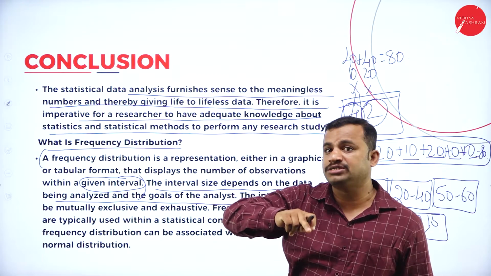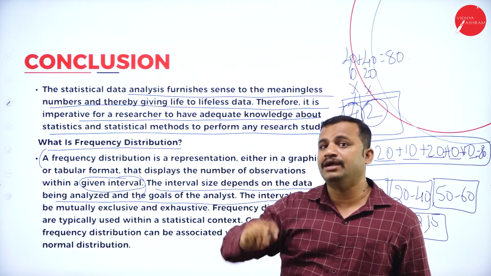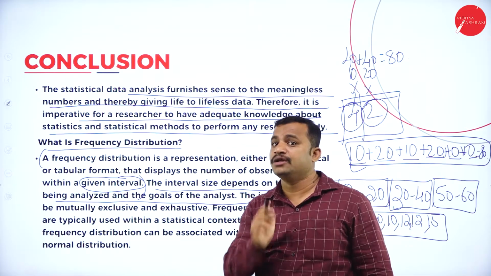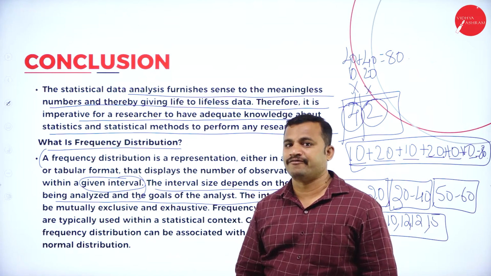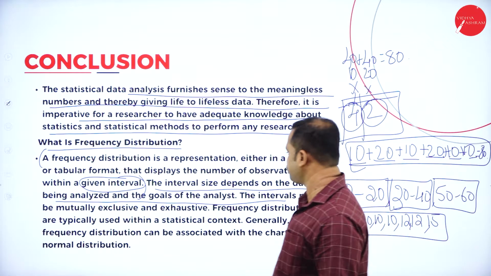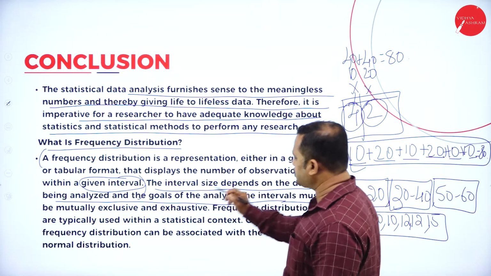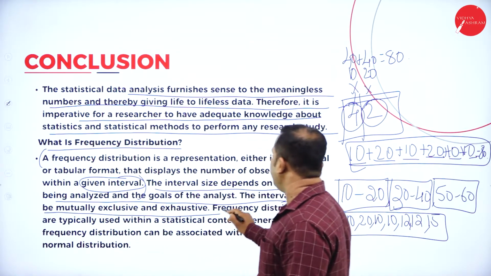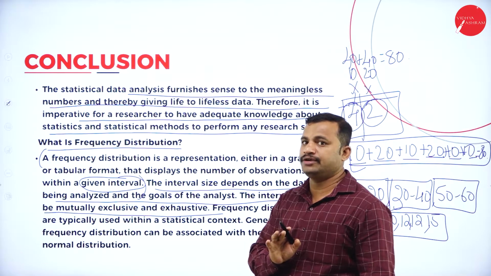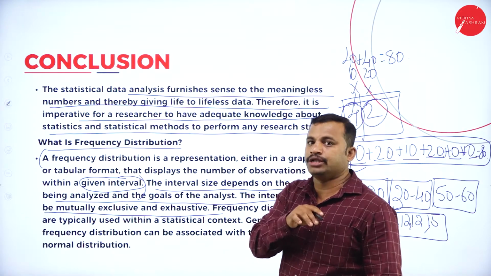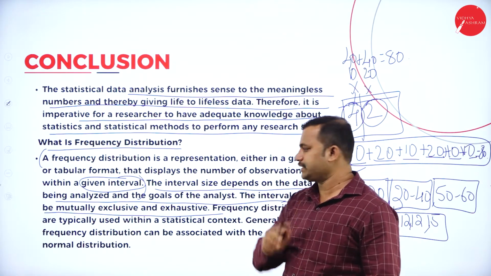So based upon this information, the random probability distribution function will help us to determine the prediction of COVID-19 cases in the third wave. So that is possible. The intervals must be mutually exclusive and exhaustive. Mutually exclusive, I am using the word exclusive as well as mutually. That means either this or that.